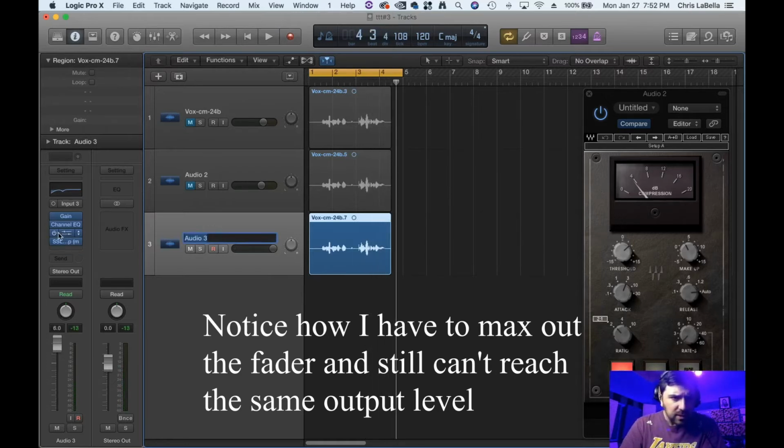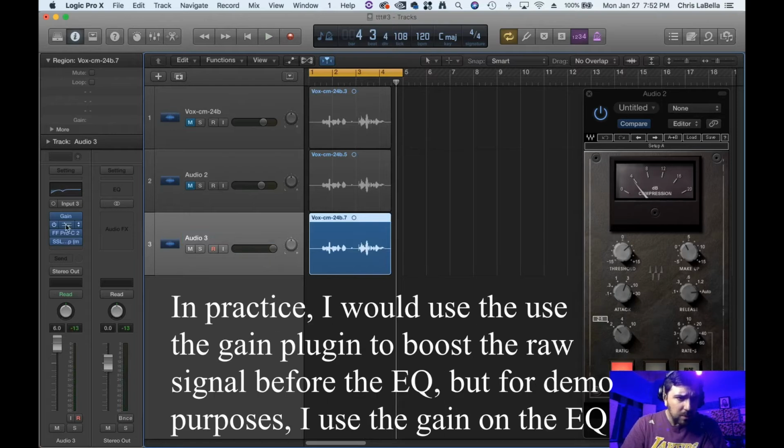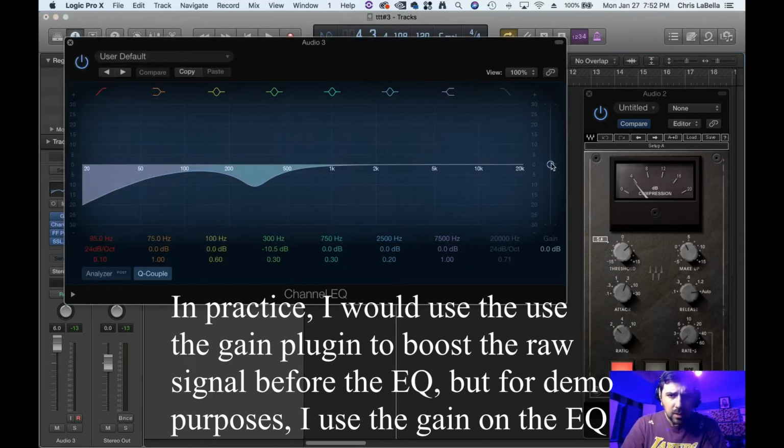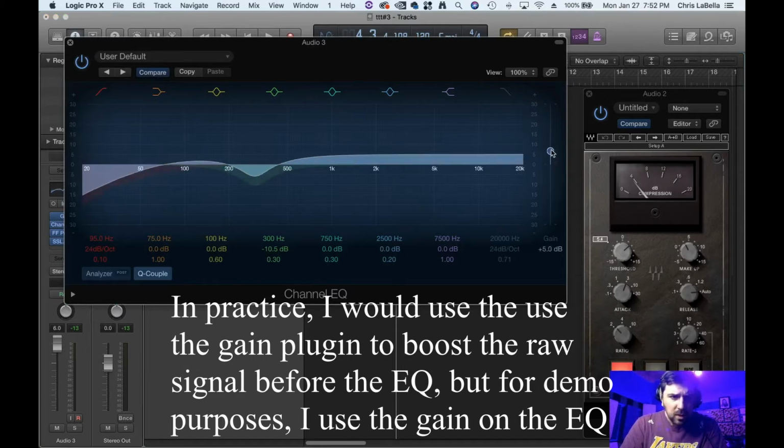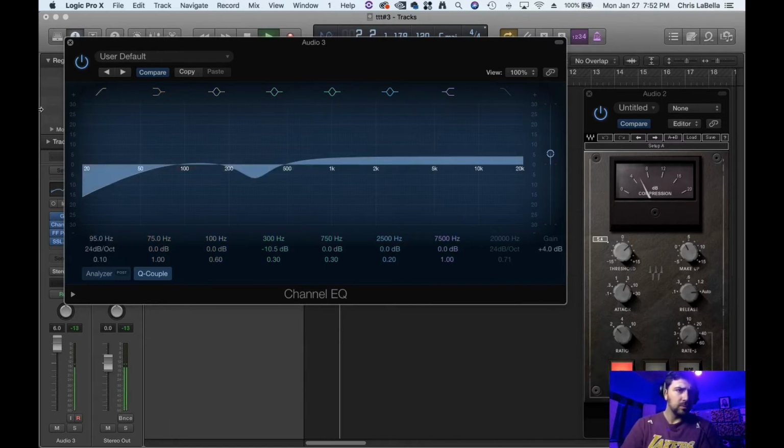So let me just try to get this to the same kind of output level. Let's see here. Let's do this one. Negative 4.